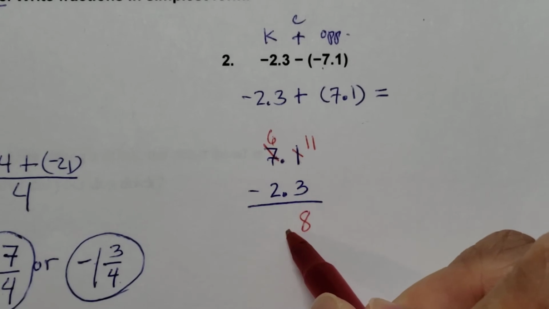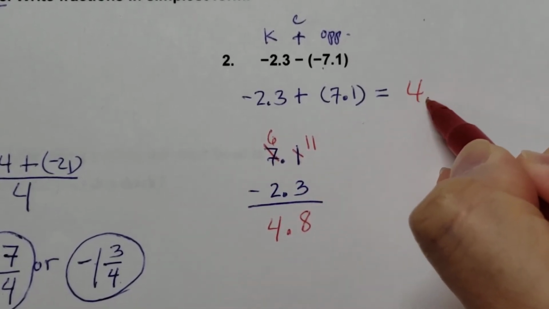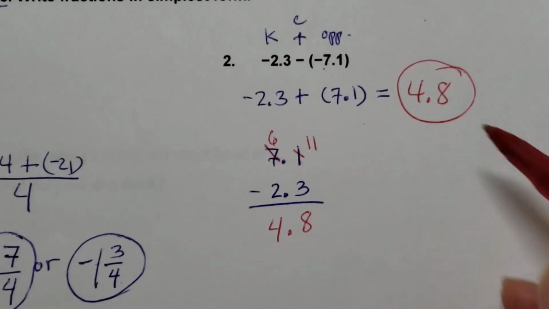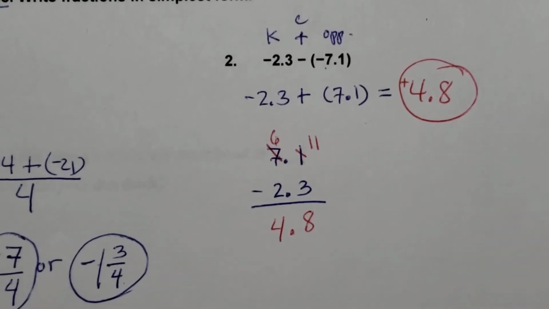The decimal point, make sure you line them up. 6 minus 2 is 4, so the answer is a positive 4.8. Now, do you need to put a positive there? You don't have to. It's understandable that if it's just 4.8, it's a positive.